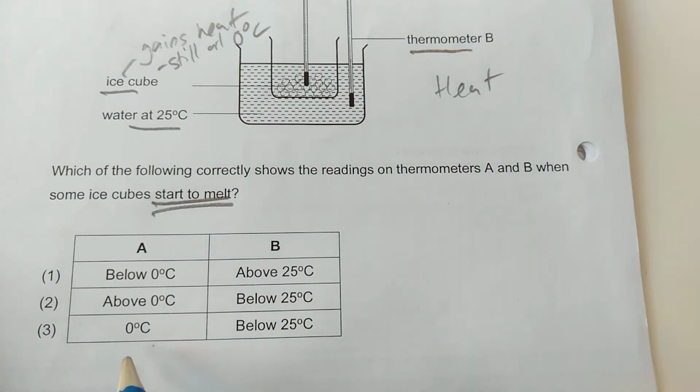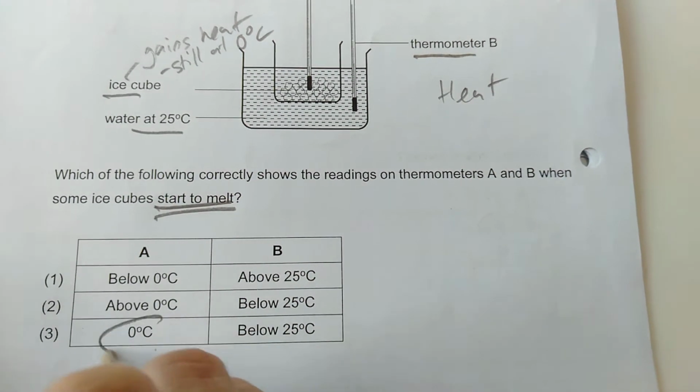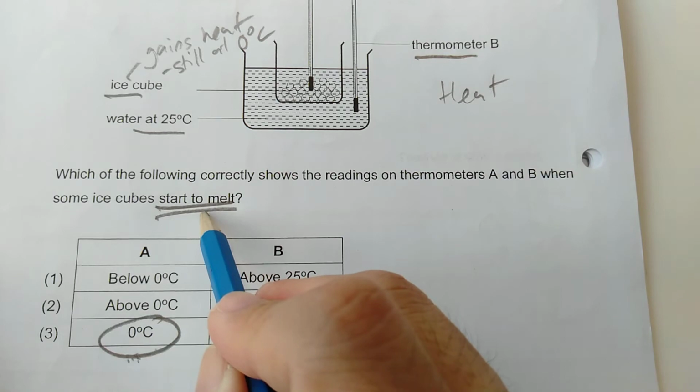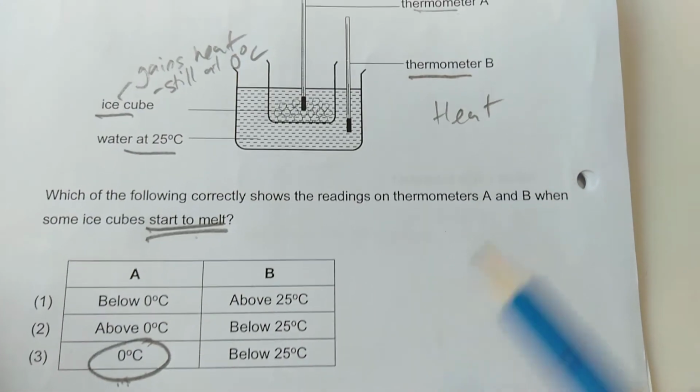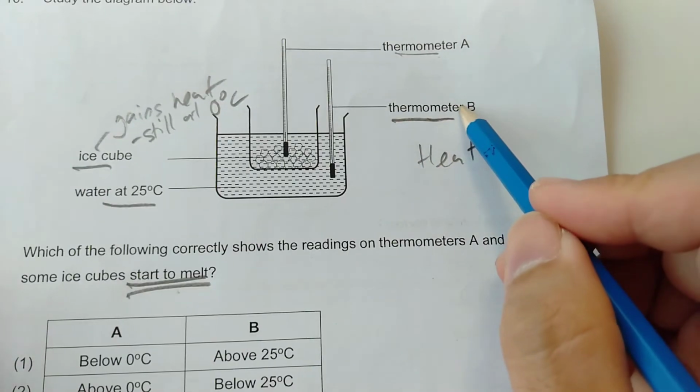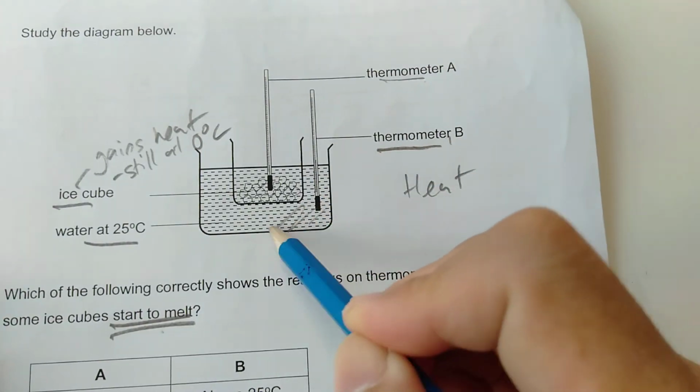So the answer for number 10, right? Therefore, this is a big clue that tells you it has to be at 0. Because the ice is still melting. Not all has melted yet. Now, how about the water that is outside here? Alright, B measures the temperature of water outside.